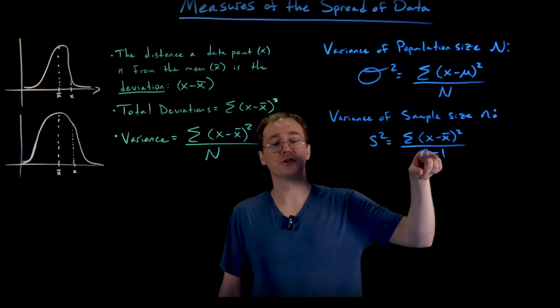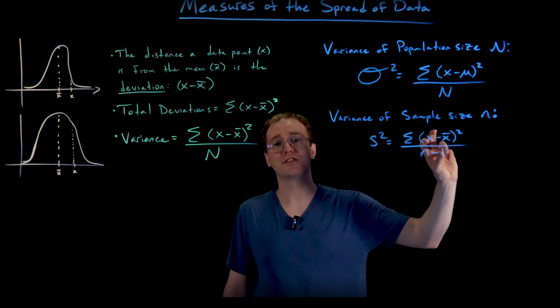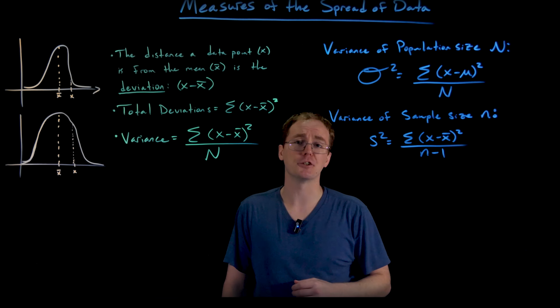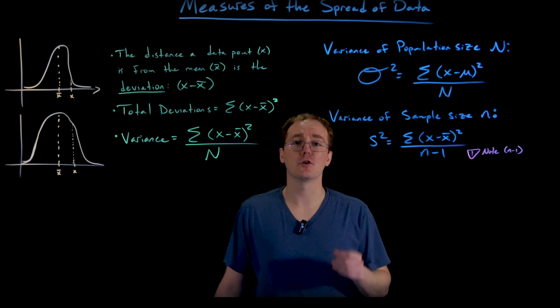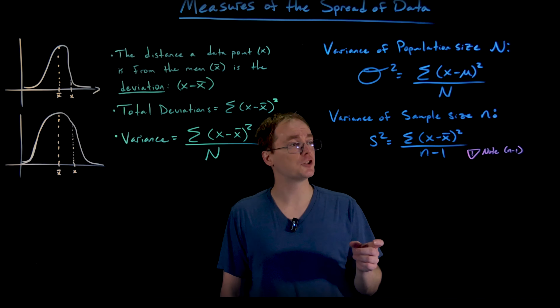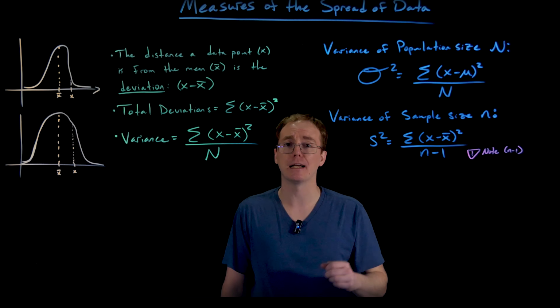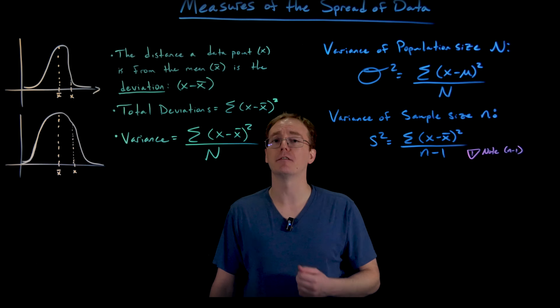So by dividing by the smaller number, that makes our variance of the sample a little bit bigger, which helps us alleviate that underestimating issue. It's a very easy mistake to make, so be careful and watch out for it. Make sure you're dividing by one less than your sample size instead of your actual sample size when you're calculating the variance of a sample.